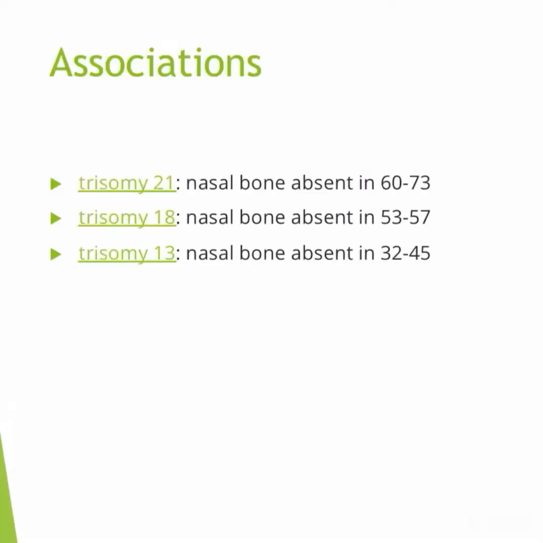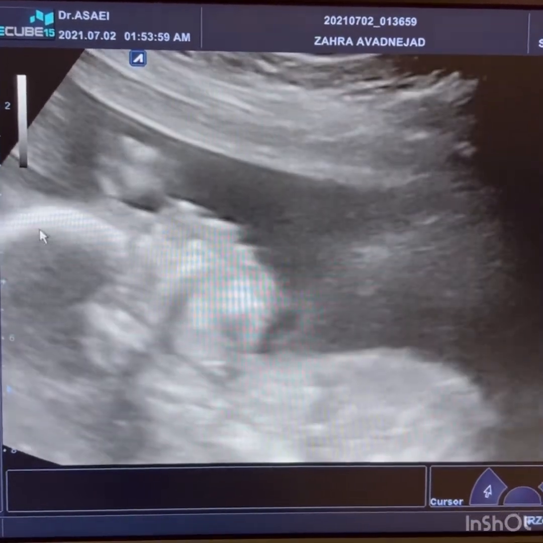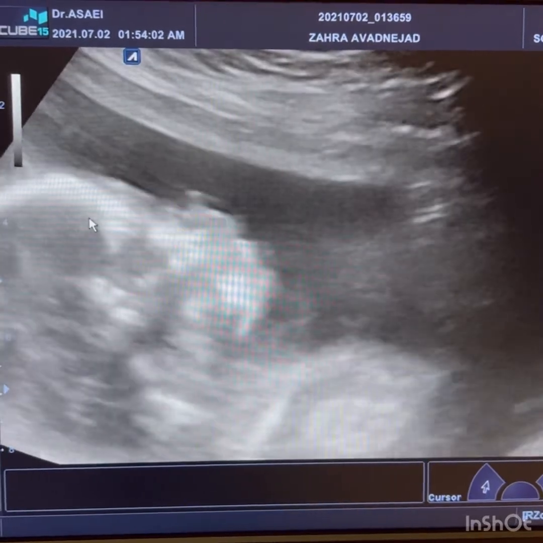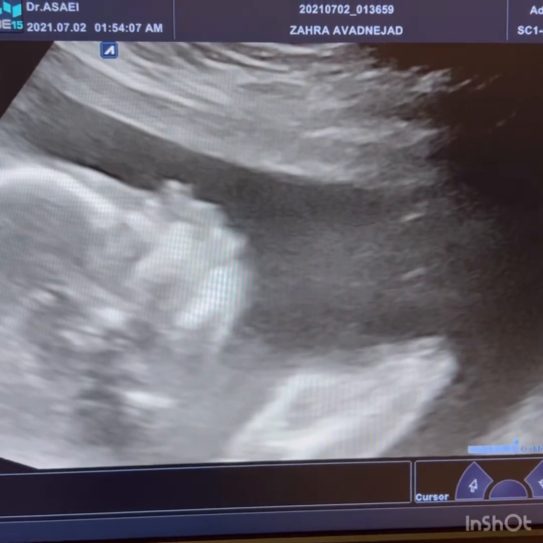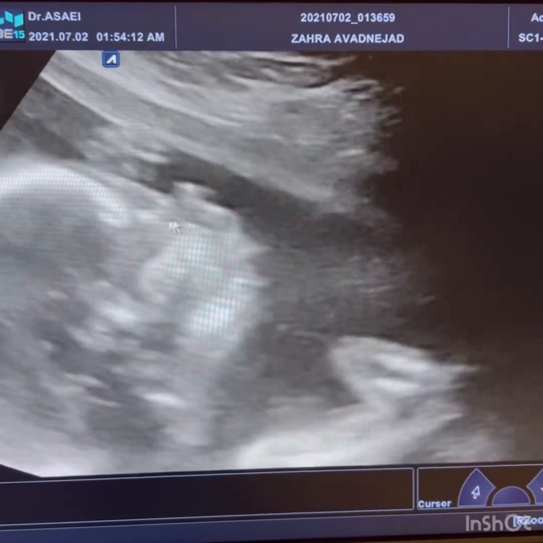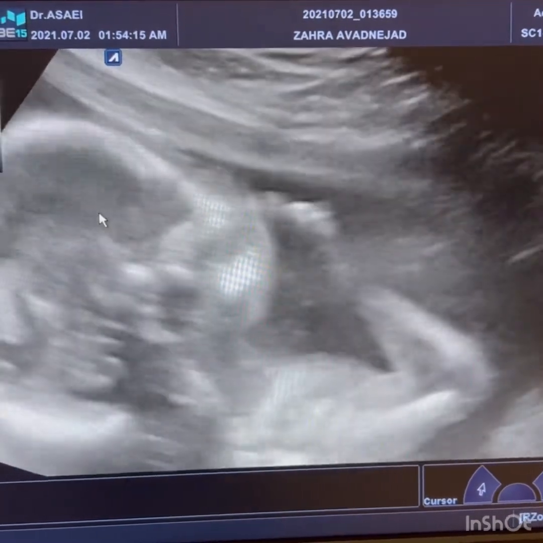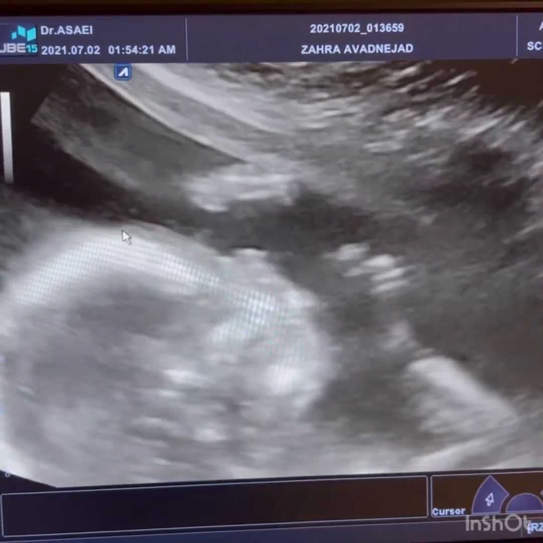Nasal bone hypoplasia associates with aneuploidies like trisomy 21, trisomy 18, and trisomy 13. Here we have 18 weeks fetus with nasal bone hypoplasia. First of all, we will find mid-sagittal view. As the fetus moves, we try our best to get the best mid-sagittal view of the face and nasal bone of the fetus.